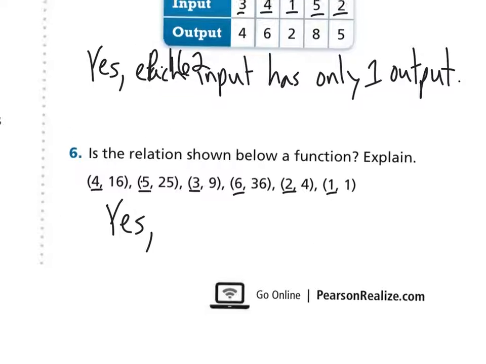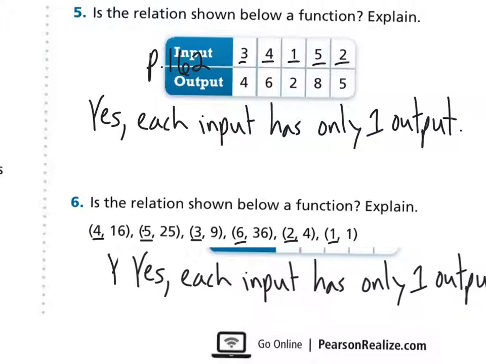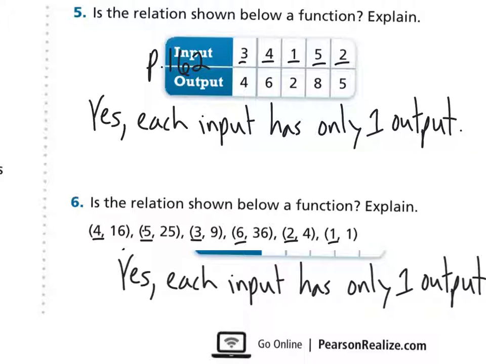Basically, we could just take our exact answer from number 5. Okay, and again, if all the x's are different, I'm not even going to look at what the y's are. All the x's are different, I'm okay. It's a function. If two x's have the same y, like if I have a 4, 5 and a 7, 5, those are different x values, so that's okay.